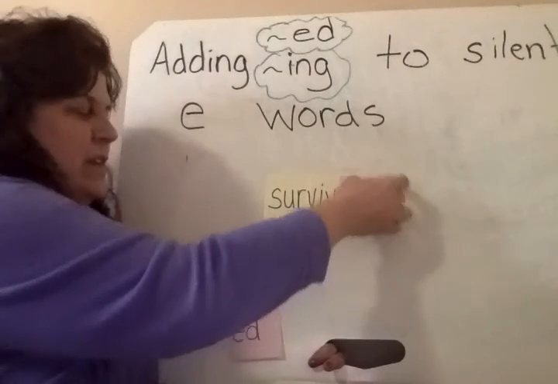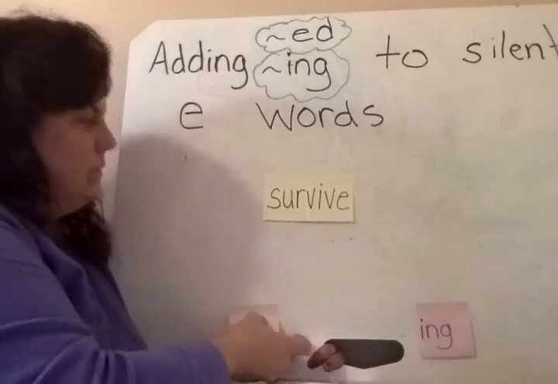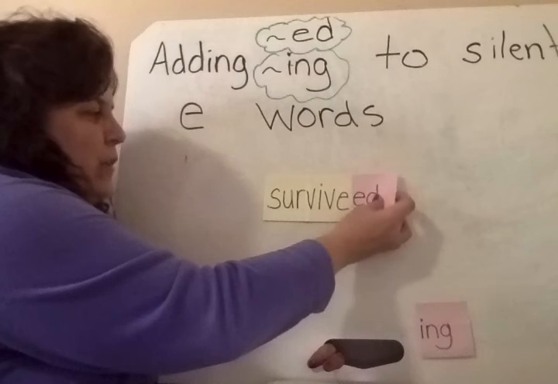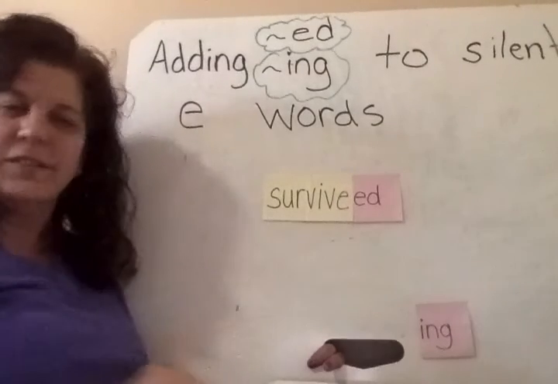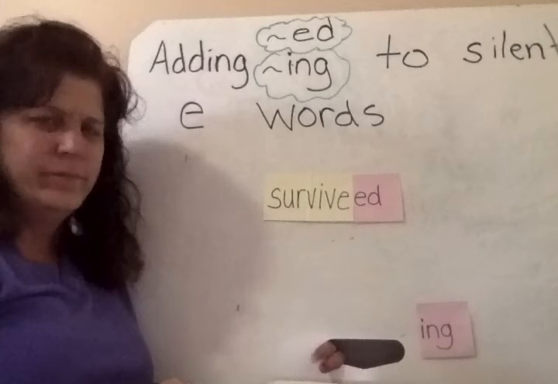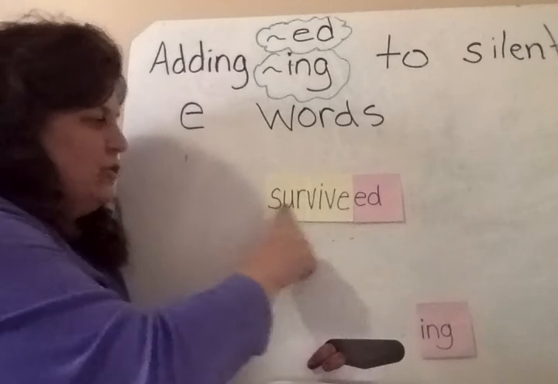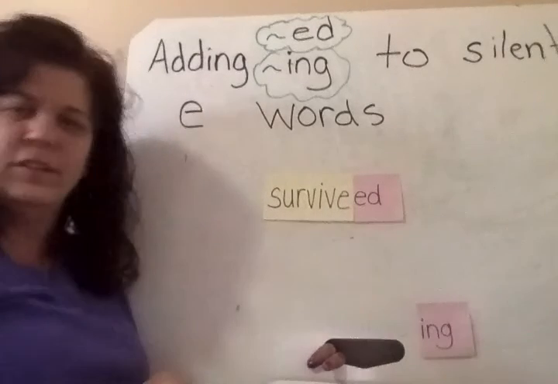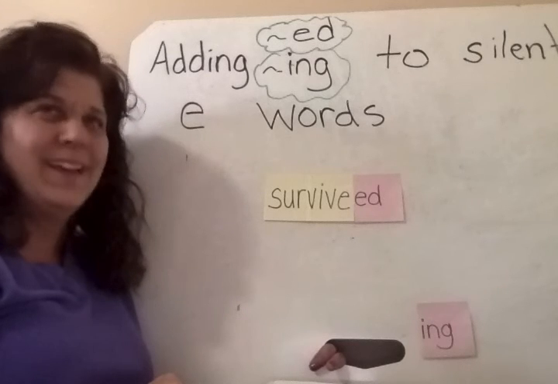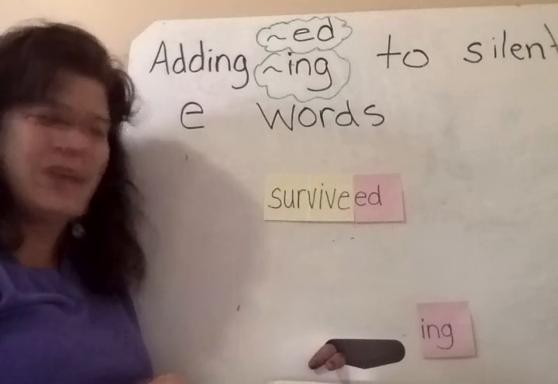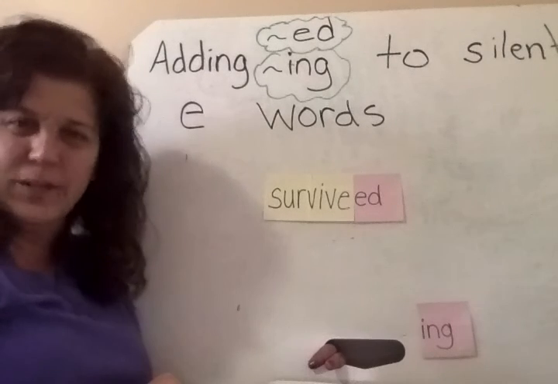All right, let's try that ED tail. Survive. Oh, look at what happens. I see it right away as soon as I put that up there. Double E sounds like E. That would make this word say survive-eed. But my brain's telling me that can't be right. I've never heard that and it looks very strange.